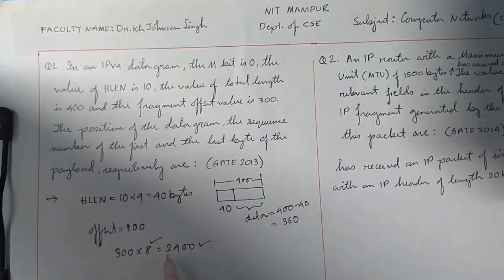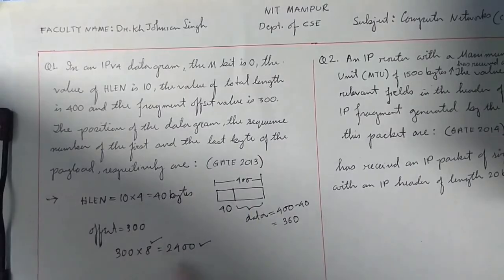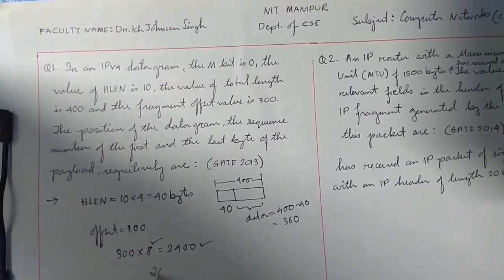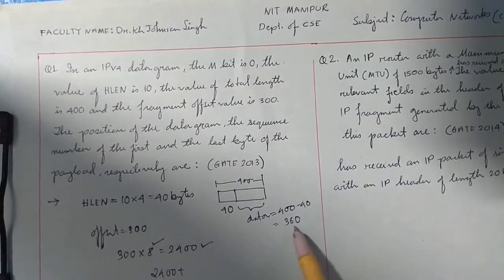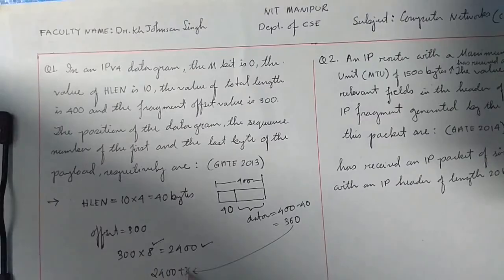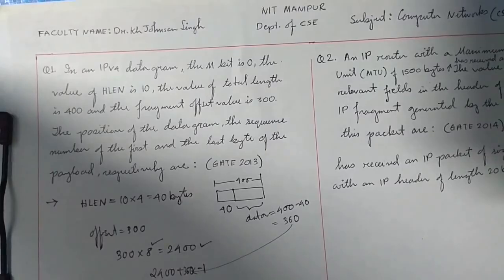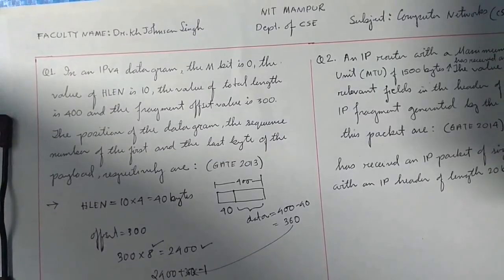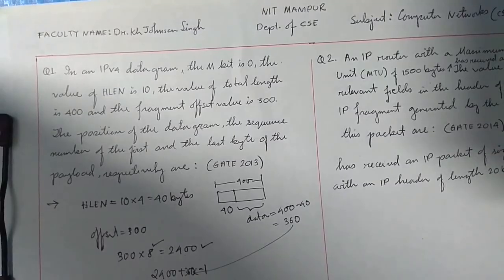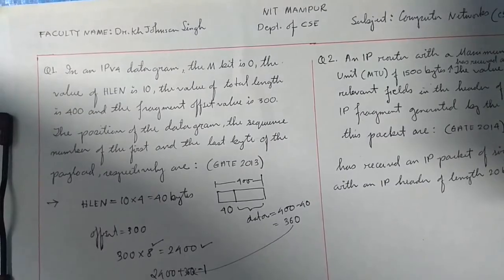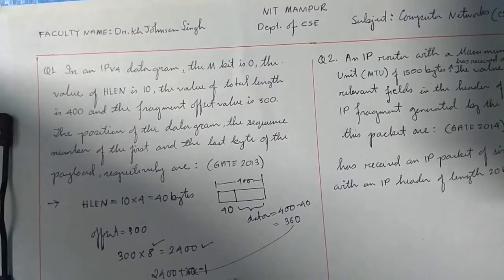Next, if this is the size, then what will be the last, the ending byte? This is the beginning, so what will be the last? If I want to find the last byte, I have to add 2400 plus the size of the payload, 360, minus 1, since we have started counting from 0. So this is 2760 minus 1. It means this is 2759.